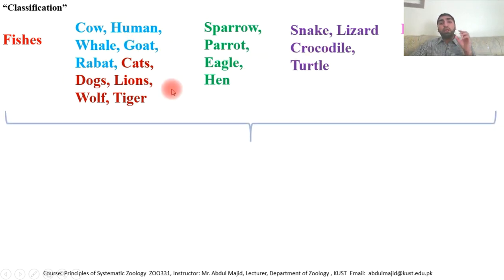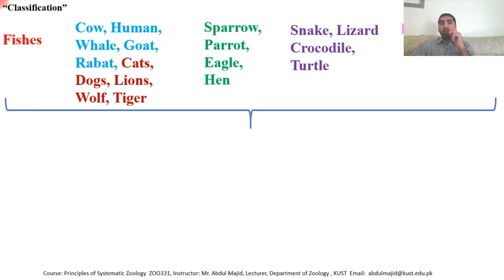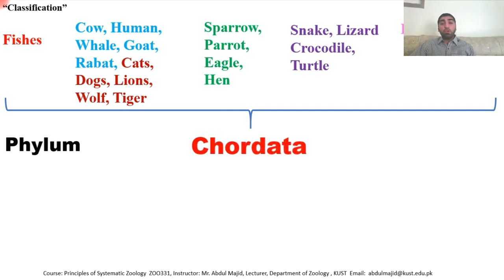But look at the importance. They have one very important characteristic in common. What is that? That is the presence of the vertebral column. So we place them into a phylum, Chordata. So we started from the species and we reached phylum. Like the species were placed into genera, genera were placed into families, families into orders, orders into classes, and classes were placed into phyla on the basis of similarities.